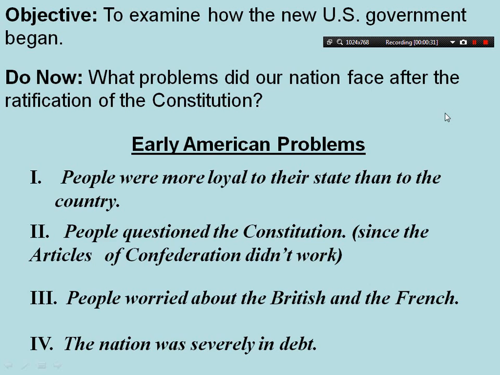People questioned the Constitution. Well, the Articles failed, so when's this next one going to fail? Another problem was people worried about the British and the French. Will they be coming back? Whose side are we on? What's happening? And also the nation was severely in debt.